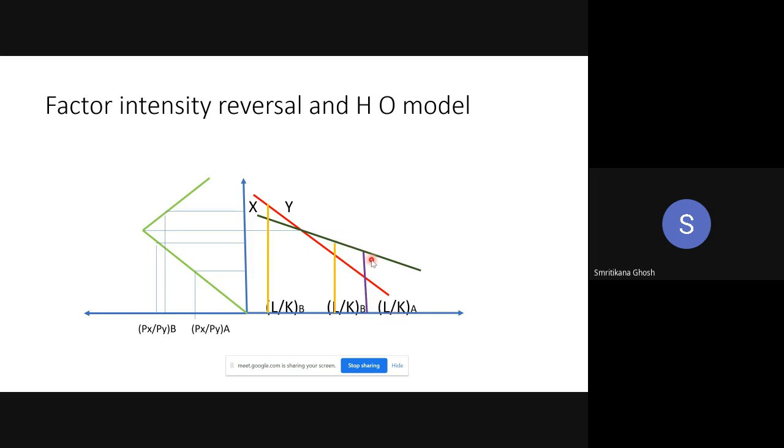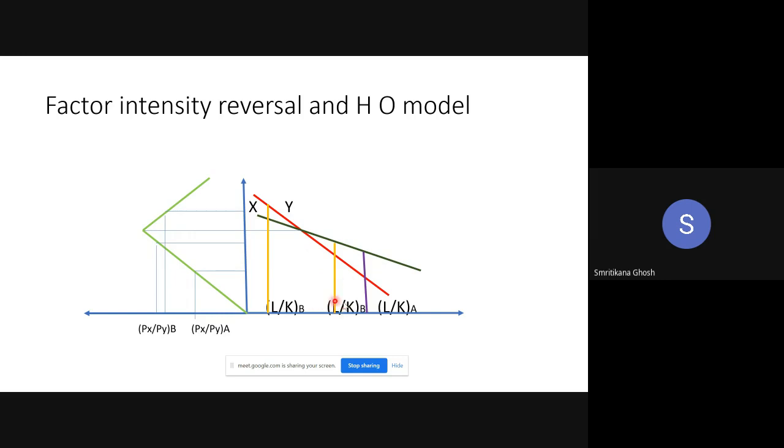If L by K of both are very close to each other and they are to the one side, then they are not facing the problem of this reversal. This situation is not facing the problem of reversal because the reversal point is here. They are not here, they are after that. Fine. So the HO theorem is true here.